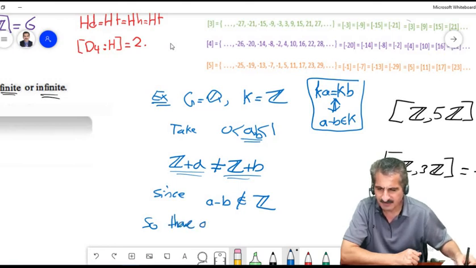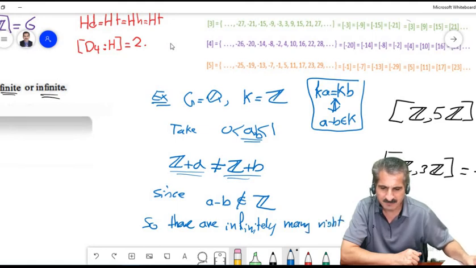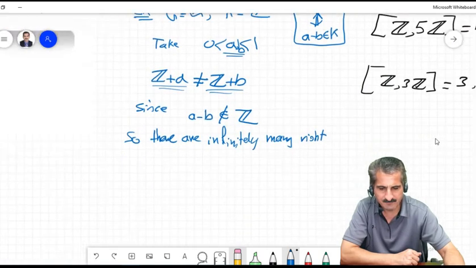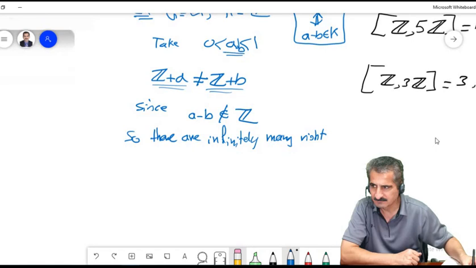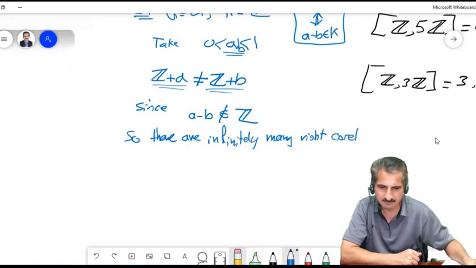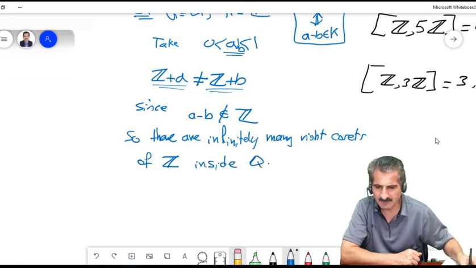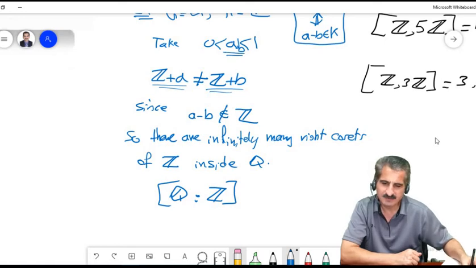There are infinitely many right cosets of Z inside Q. Okay, that means the index of Z inside Q is infinite.